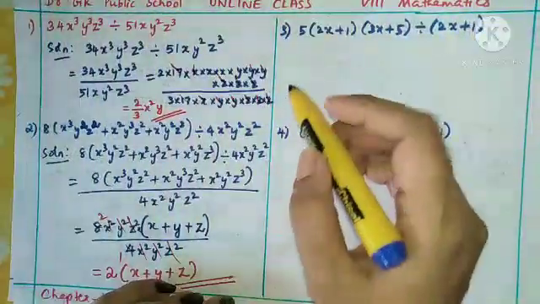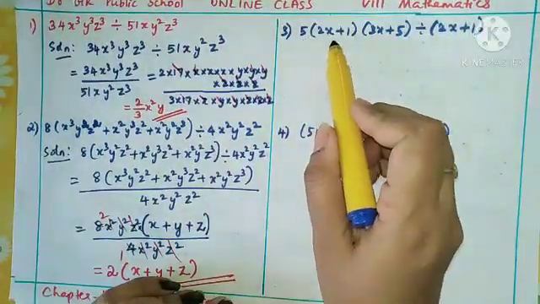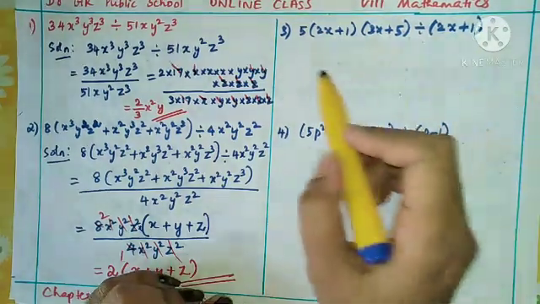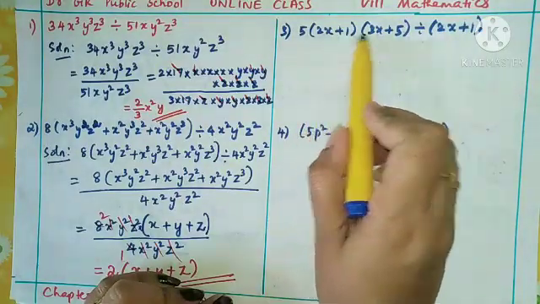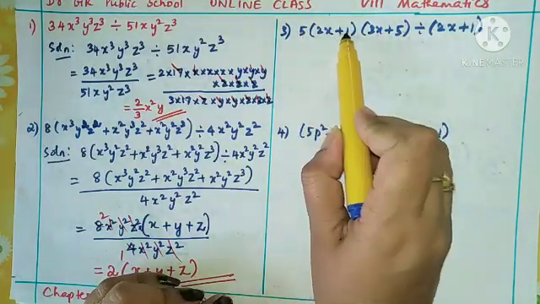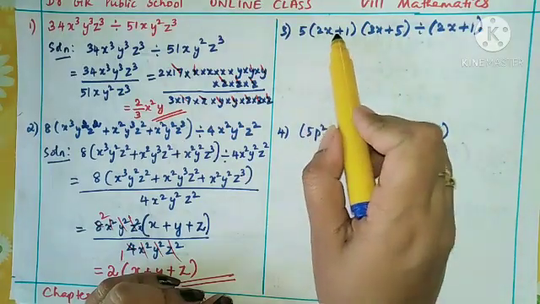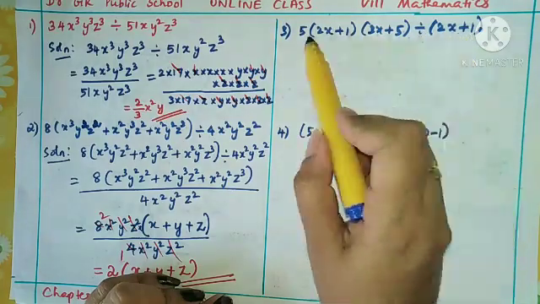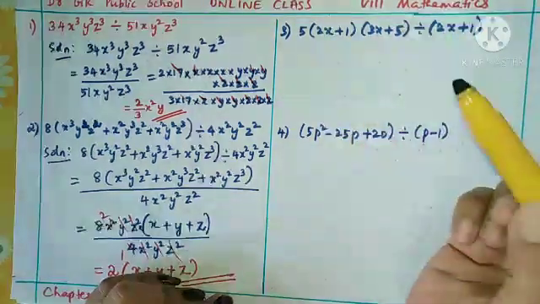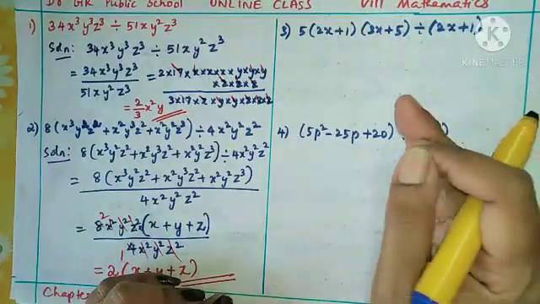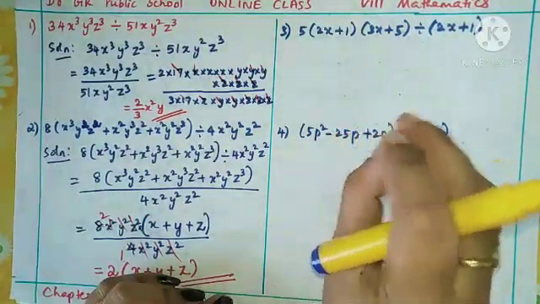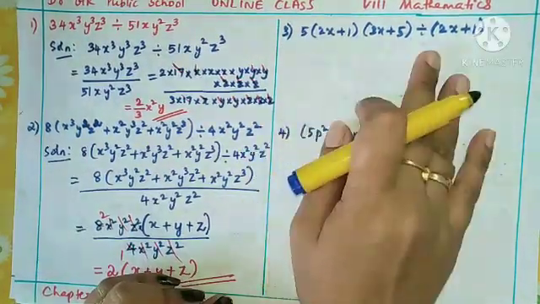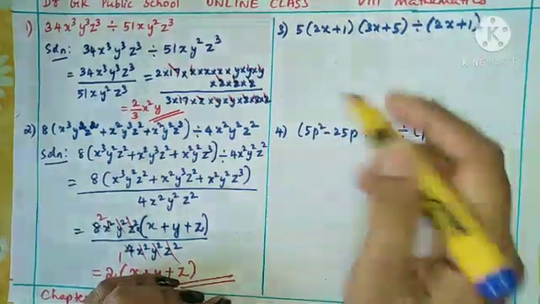Now see this question number 3. 5 into 2x plus 1 into 3x plus 5 divided by 2x plus 1. Okay, so here you can see in the question itself 5 into 2x plus 1 into 3x plus 5. So 3 factors are given already in the question, divided by 2x plus 1. So no need to open the bracket or anything. Open the bracket means again it will be an algebraic expression. What we need is we want product of factors. So the question here is very simple because it is already given in product of factors.